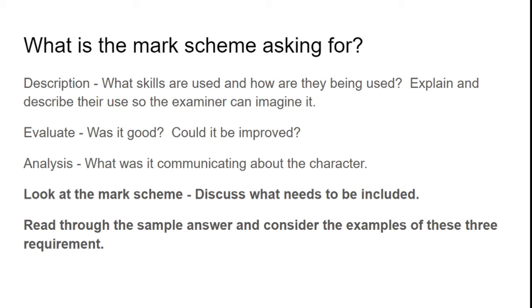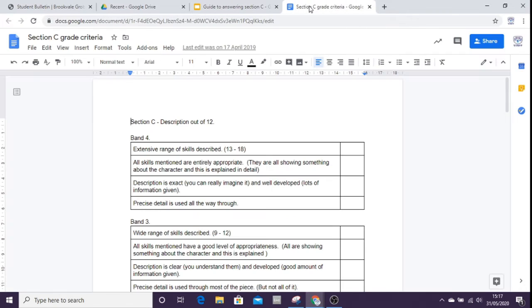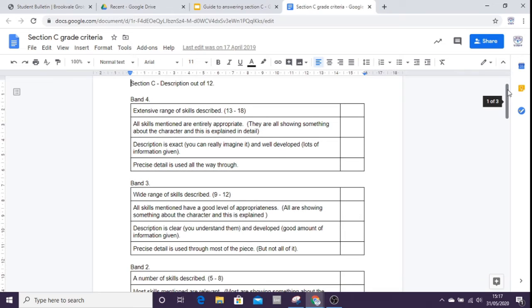What I've also done for you is I've attached the grade descriptors, and I've broken it down for you a little bit so you can get an idea of how you can get the higher grades. Looking at band 4, which is the top band, they're looking for an extensive range of skills described. So I'm saying maybe 13 to 18, but this is really saying, have you talked about pitch, pause, body language, mannerisms, facial expressions, proxemics, levels, and actually actors use lots of skills and use these skills together.